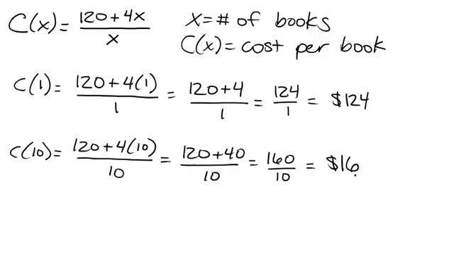So my cost per book has decreased, and the reason for that is because now I'm taking that $120 startup cost and I'm spreading it out over more books. So I only have to pay $12 per book of the startup cost since I'm printing 10 books, and then $4 per book of the materials to make that particular book gives me $16 per book. So the more books that I make, the more books that I have to spread this $120 out over, and so the cost per book is going to decrease. So that's how you do that problem.